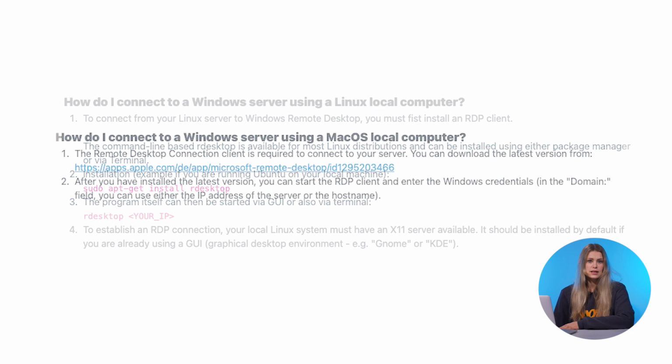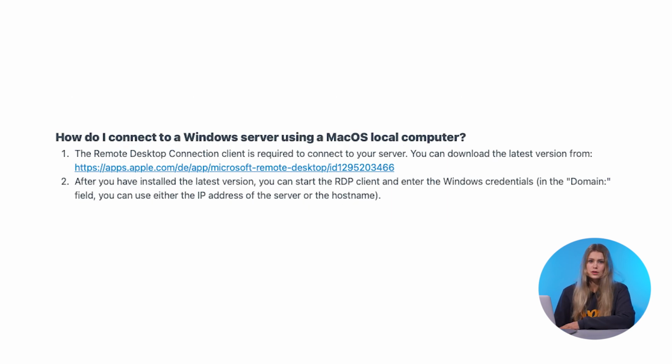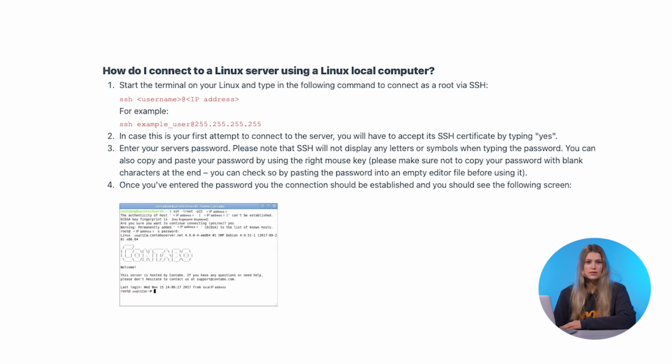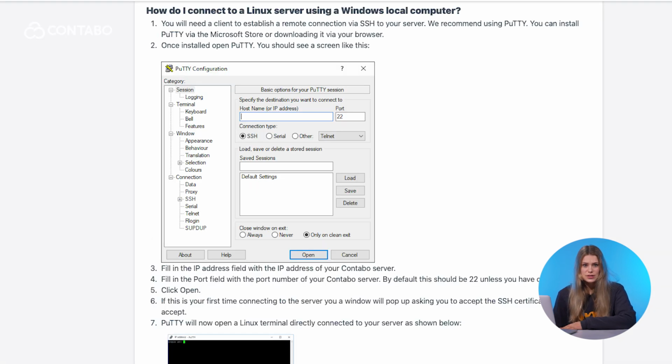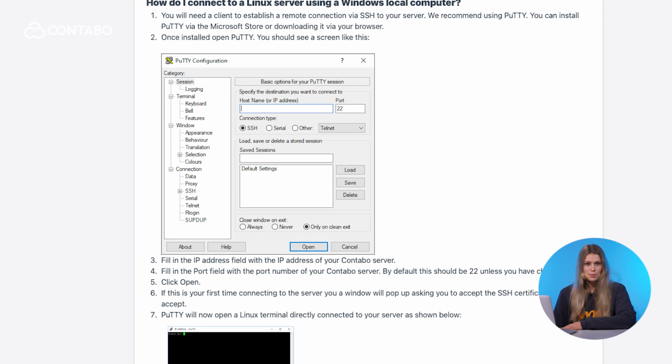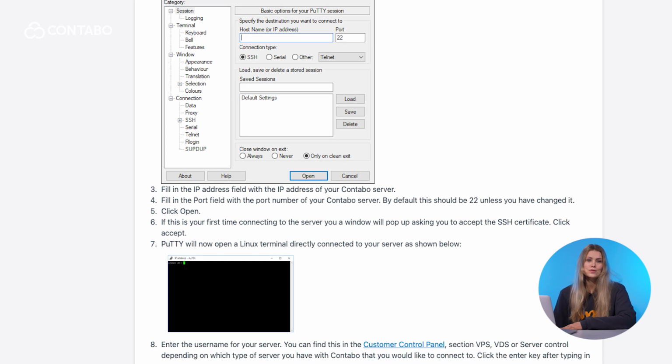Mac operating system to Windows Server essentially looks a lot like Windows to Windows. Here, download the Microsoft Remote Desktop app from the App Store and enter your credentials and server IP to connect. If it is Linux to Linux Server, open a terminal and use SSH. And accept the server's SSH certificate on first connection. Finally, Windows to Linux Server. Install PuTTY from the Microsoft Store or via download.